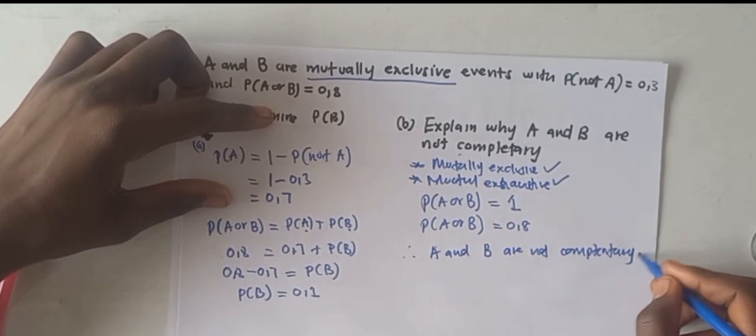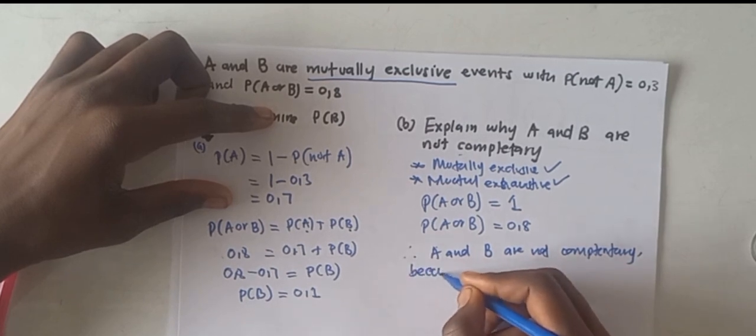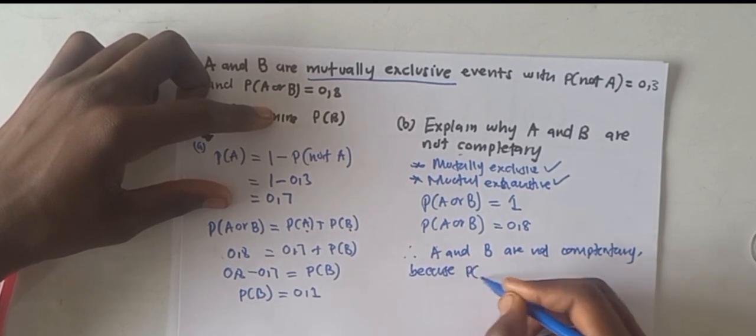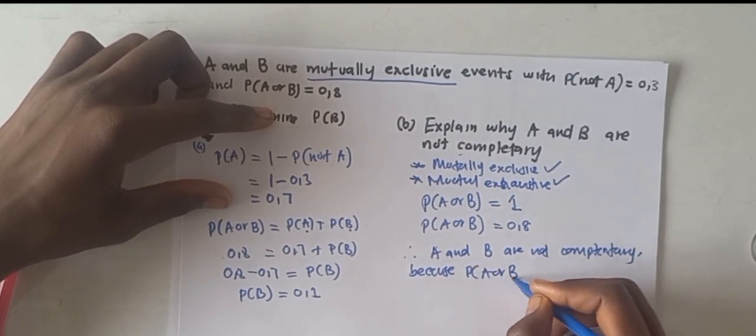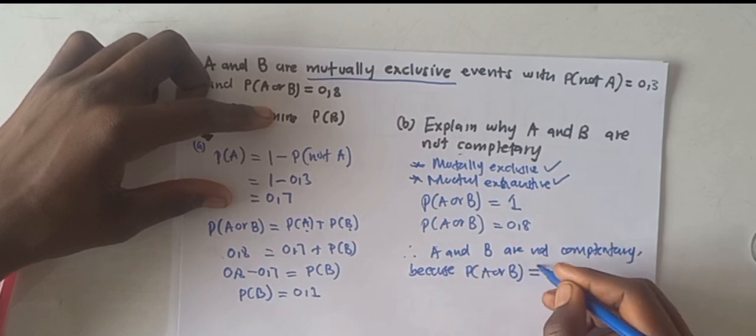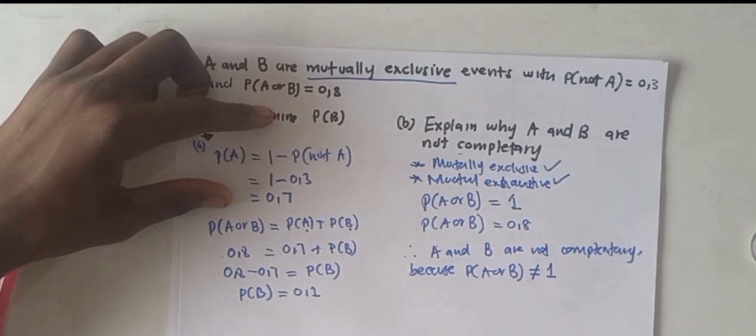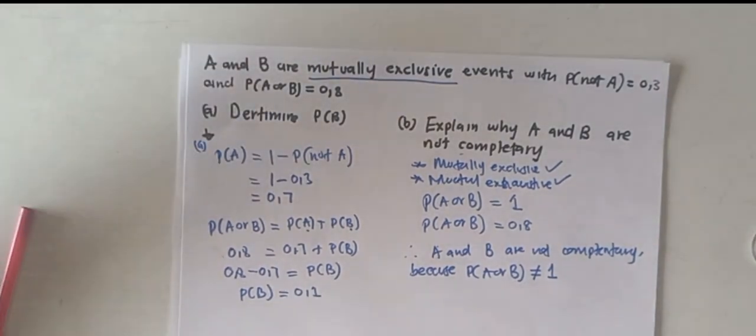Why? Because the probability of A or B is not equal to 1. Yes, it is not equal to 1.